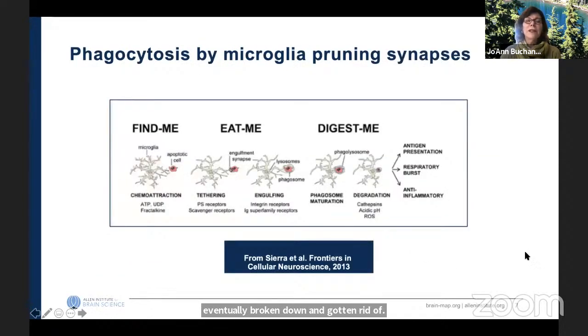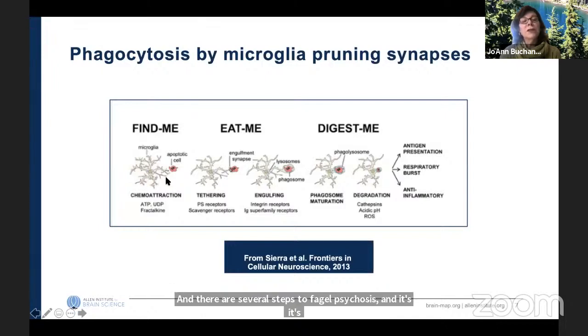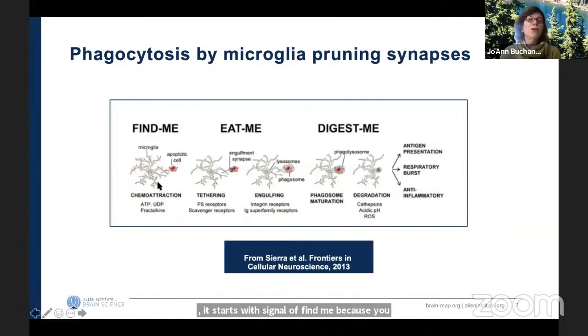So phagocytosis is a very important process for maintaining homeostasis. In the brain, phagocytosis is done by microglia, particularly during development, and they're known as the main phagocytes of the brain. There are several steps to phagocytosis, and it starts with a signal of find me, because you don't want to eat the wrong thing. It's really important to know who to eat. In this case, a dying cell will send out that signal.